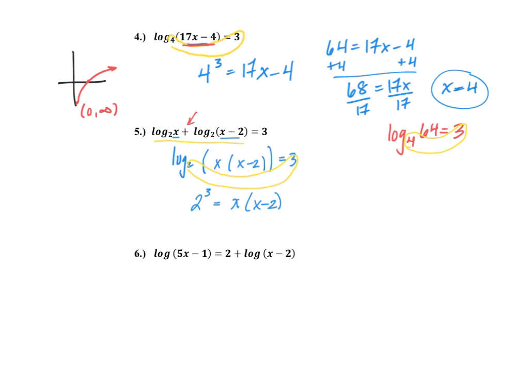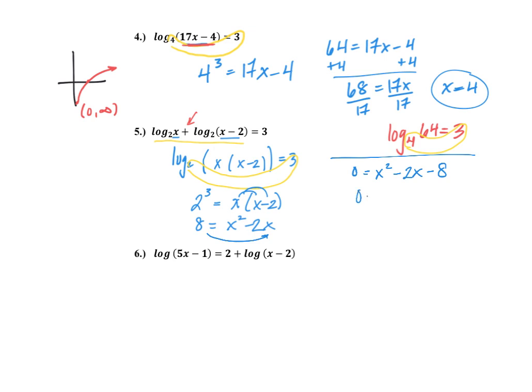Now I'm ready to solve. Well, I know 2 cubed is 8, and I can distribute this x through, so it's going to give me x squared minus 2x. I see this leaves me with an x squared, or a quadratic, so I'm going to factor to find my two solutions. I'm going to bring that 8 to the right, so that's going to give me a 0 on the left. I have x squared minus 2x minus 8. And I can factor that trinomial.